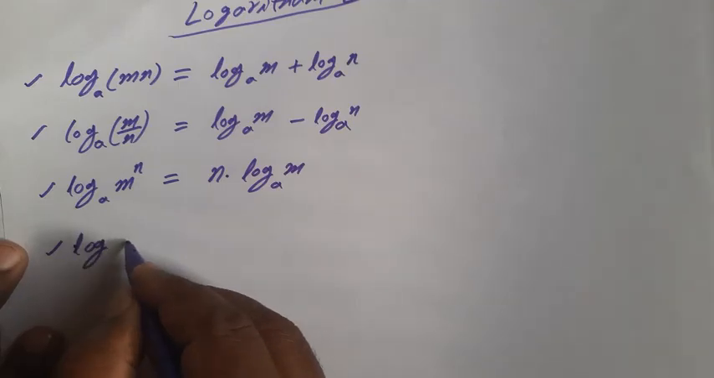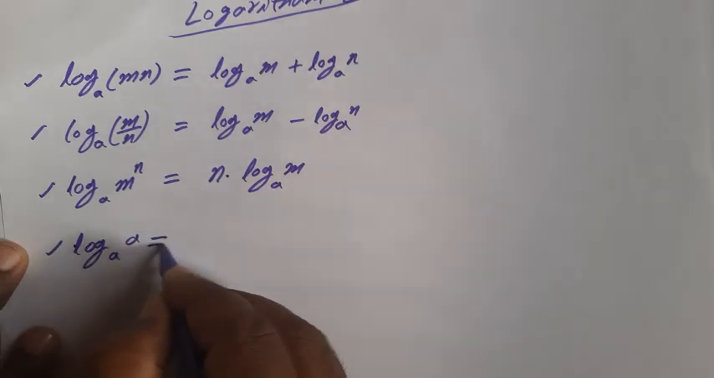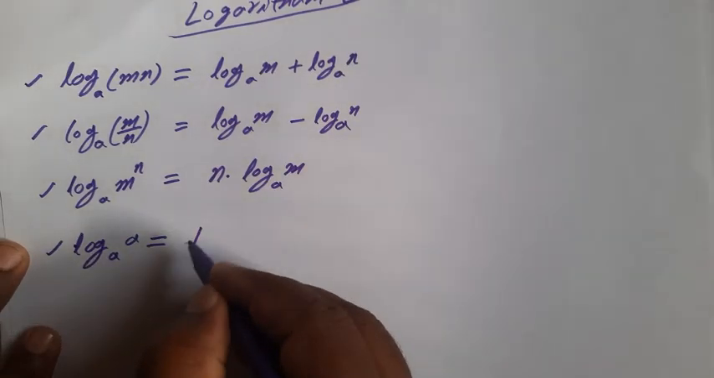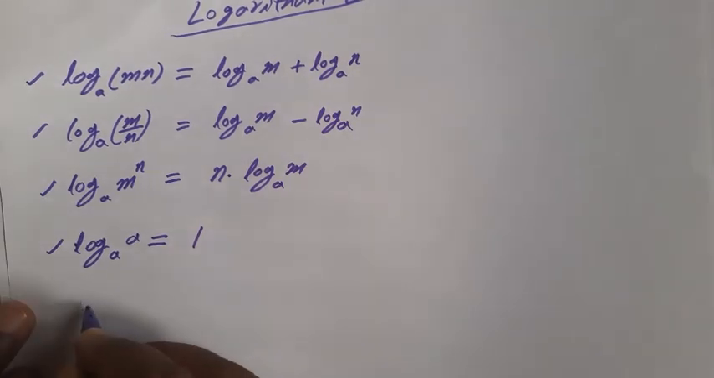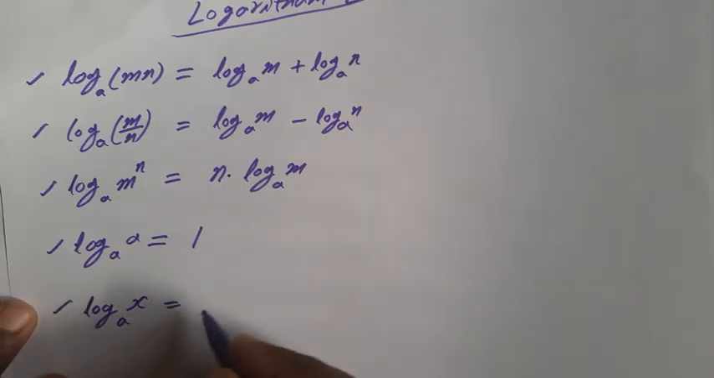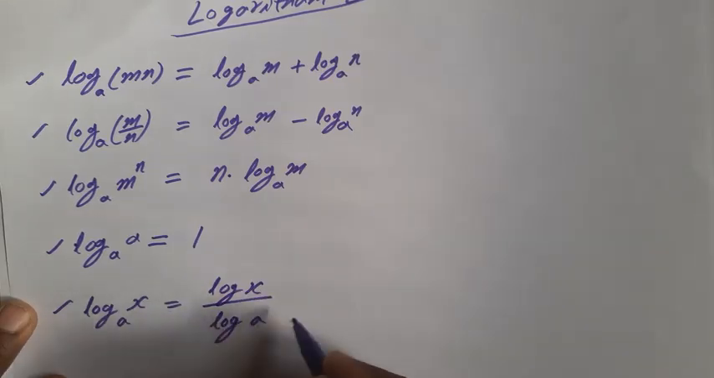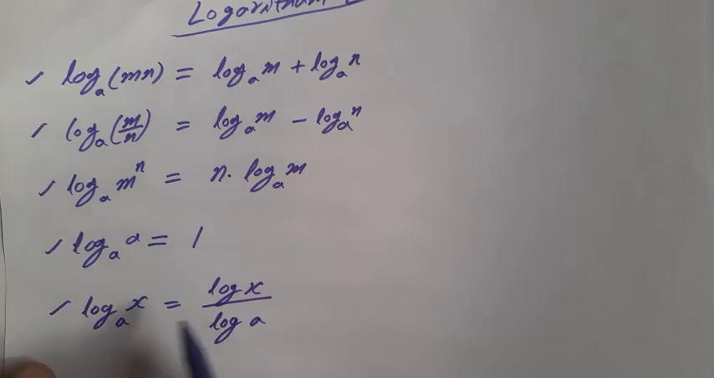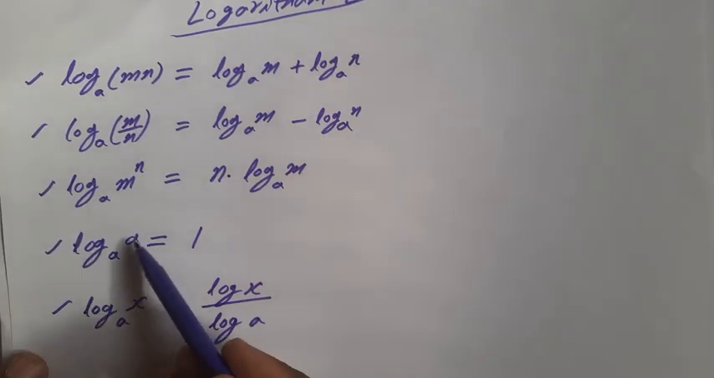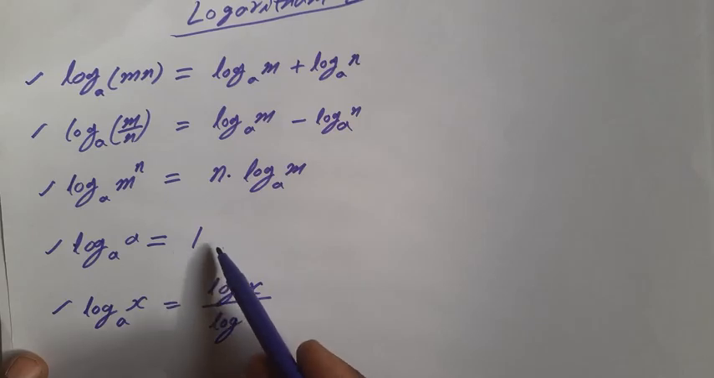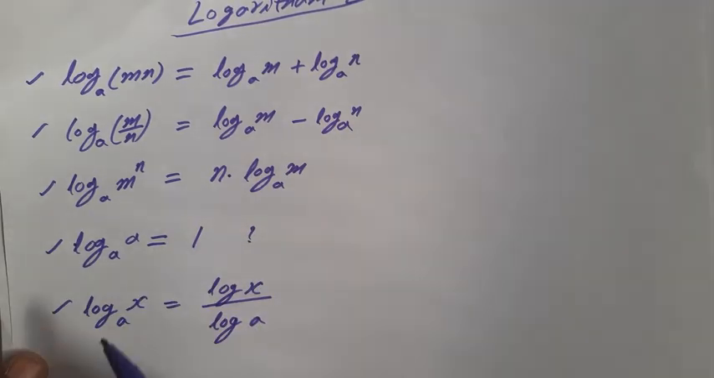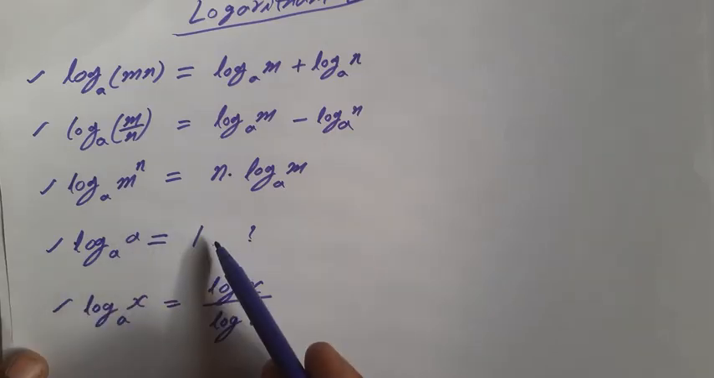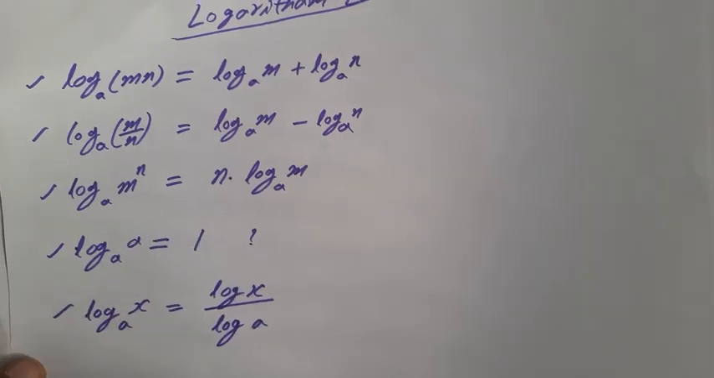Log a base a equals 1. How do I tell? Log x base a equals log x by log a. This is the meaning. So here also, log a base a equals 1. How did it become that? Think about it yourself. Log a by log a, both get cancelled, and you get 1. So these are the main ones.